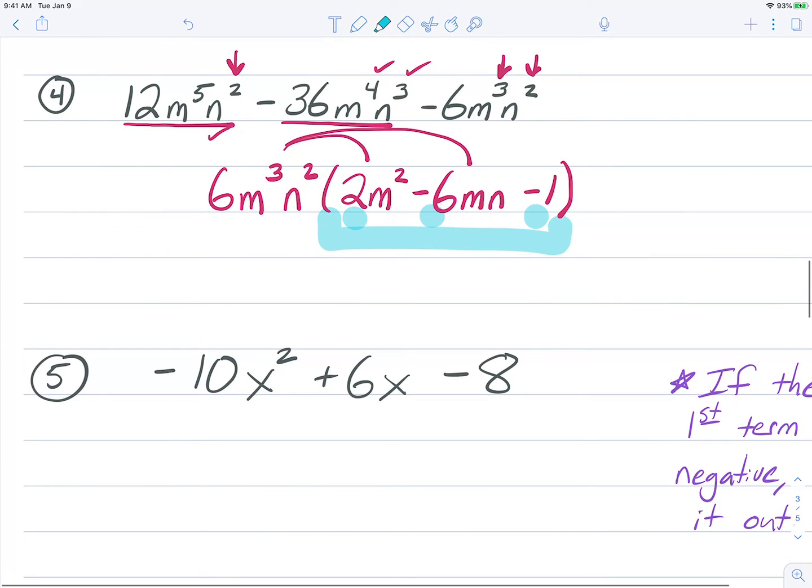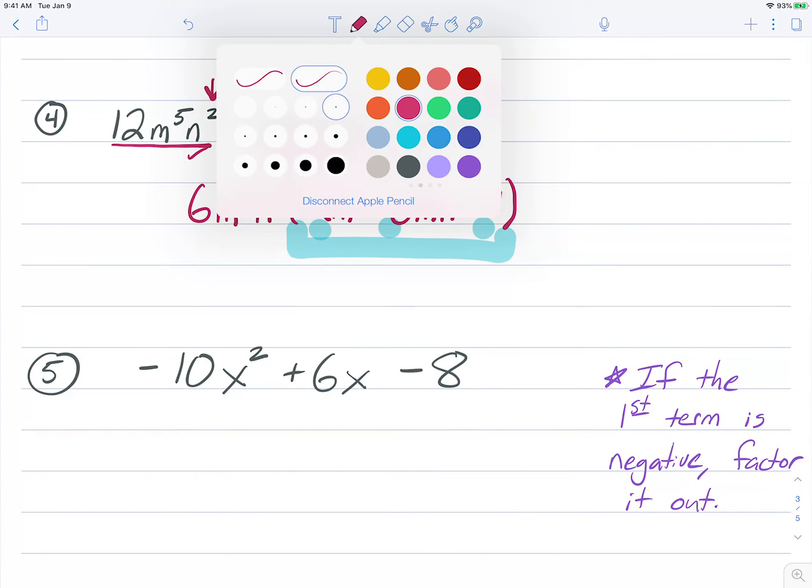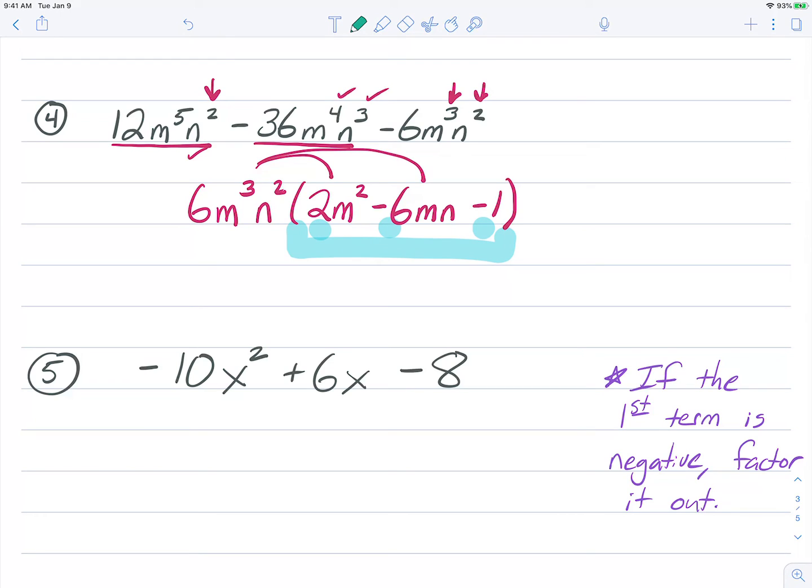Now the last one, the reason I'm showing you this one is if the first term is negative, factor it out. Factor out that negative sign. So we might have a negative 1 or an actual negative non-1 number that we're going to factor out. So if you look at this trinomial, that has a negative in our first term, our leading term, our highest exponential term, when I factor, I'm going to factor out a negative something. If I look at the rest of the numbers, 2, 6, and 8, the highest I can factor out of that is a 2. So I'm going to factor out a negative 2. I can't factor out an x because the last term is a constant.